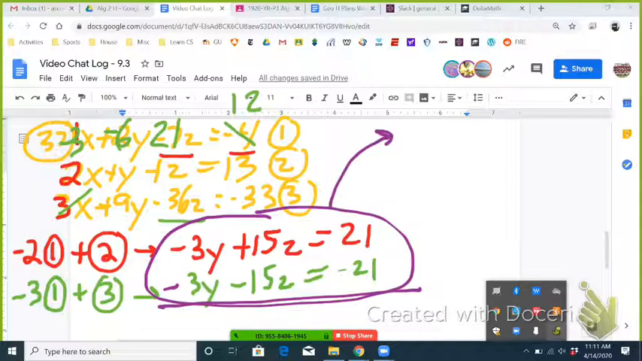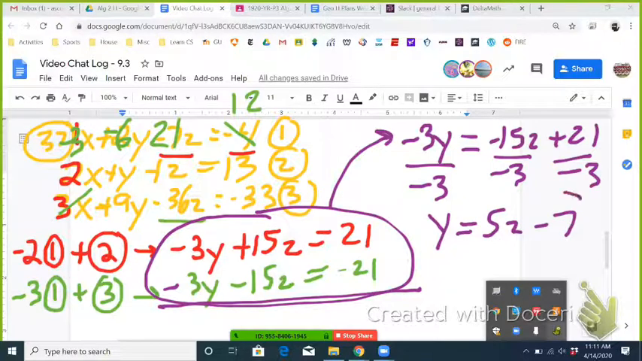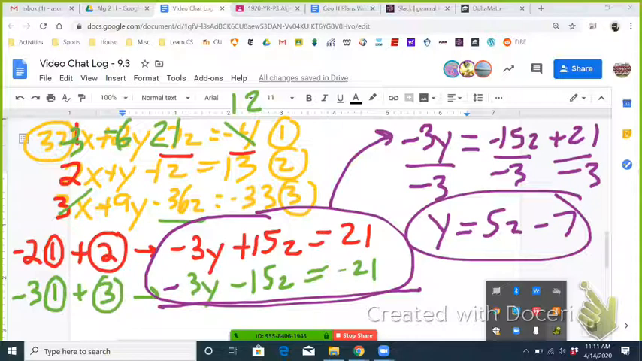Alright, so now if I take either of these equations, and they're the same equation, take either one and isolate a variable. So I'm going to isolate y because y has the lowest coefficient, so everything will go into y. Nice and easy. So I subtract 15z on both sides and then divide everything by -3. Alright, so I get y is equal to 5z minus 7. Now I have y in terms of z.